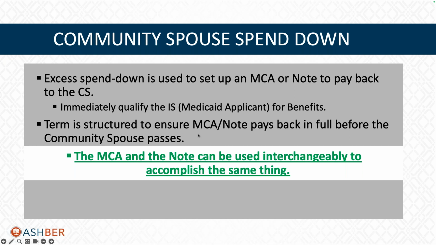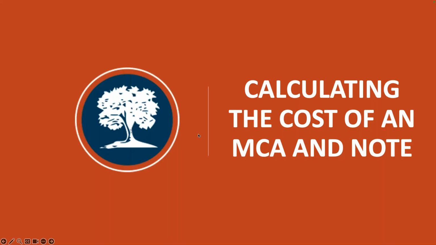So again, the note and the MCA can be used interchangeably to accomplish the same thing. They have similar Medicaid rules structured differently, and they have the ability to be used in both spend down situations interchangeably. So how do we evaluate and look at the differences between the two when deciding which one to use? That's what the remainder of this presentation is going to be about.